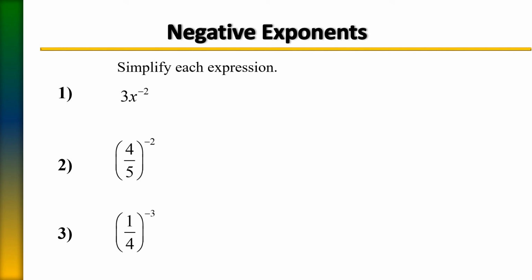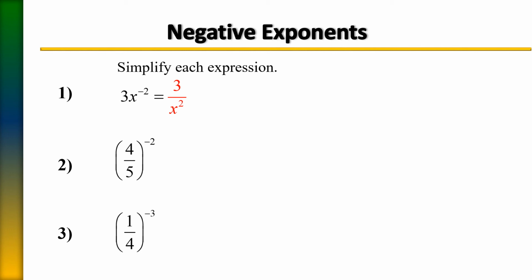You only flip terms that have negative exponents. Don't flip them if their exponent is not a negative. So when you flip it, only the x squared goes to the bottom. So your answer is 3 over x squared. Again, 3 did not have a negative exponent, so you don't flip it.